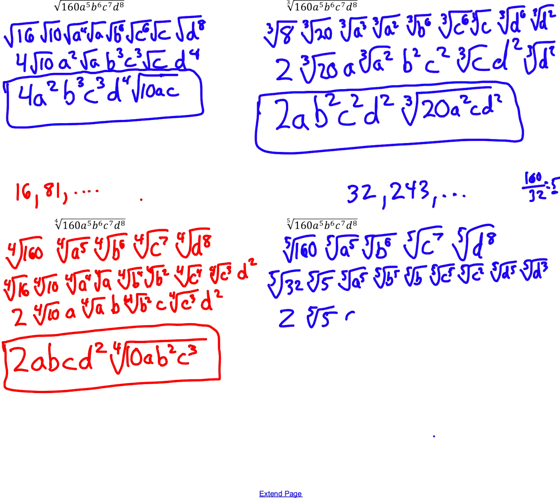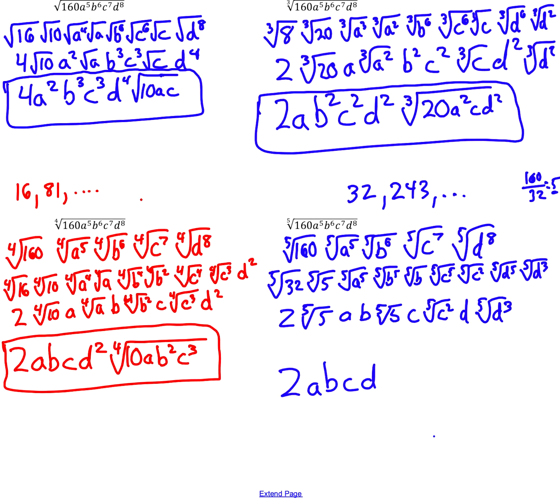The fifth root of a to the 5th is a. The fifth root of b to the 5th is b, times the fifth root of b. c, and the fifth root of c squared. Can't simplify that. Then d, and the fifth root of d to the 3rd. And it's the same process every time. You bring everything outside of the radicals. The fifth roots in this case would be 2abcd, and put everything under the fifth root under one fifth root. So that would be the fifth root of 5, b, c squared, d to the 3rd.